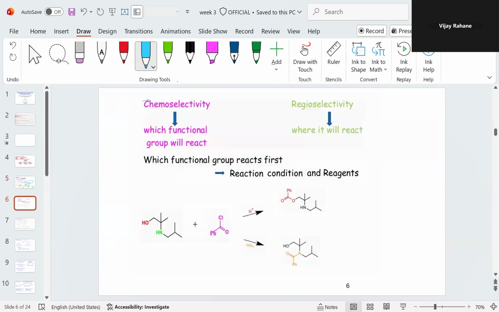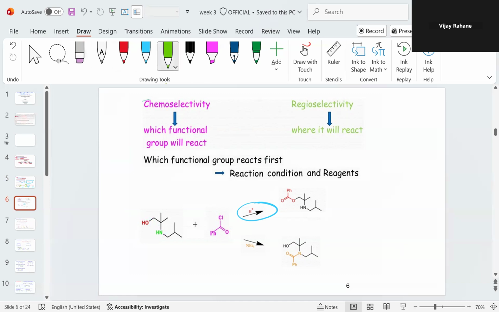And if you look at another example, here there is one example. Here you can see we have the hydroxy as well as the secondary amine, and we add the benzyl chloride, and in presence of the acid, so what happens? In presence of acid, this amine gets protonated.